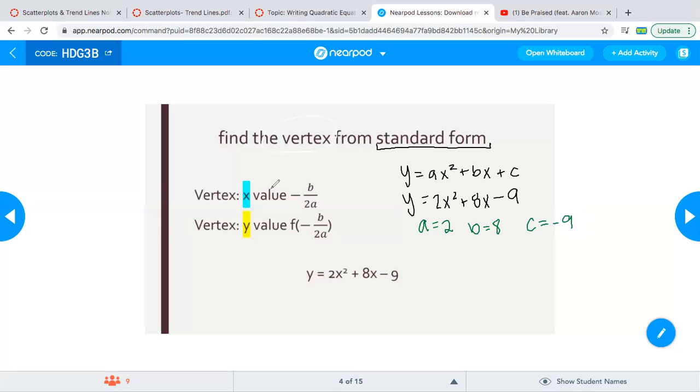So to find the x value, I'm going to just put x equals negative b over 2a. So to find that x value, I'm just going to plug this in. Negative 8, so that's my b value, divided by 2a. Well, my a value is also 2. So 2 times 2.